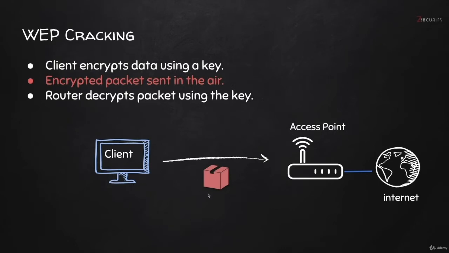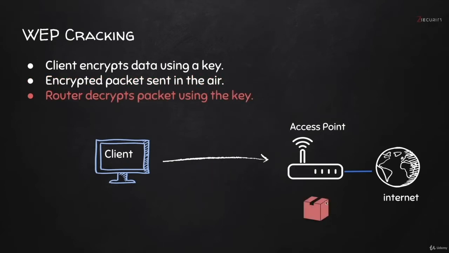So if a hacker captures this packet, as we've seen before, if we open this packet, we'll see that it's full of gibberish. Even though it actually contains useful information, we won't be able to read it because it's encrypted. The access point will receive this encrypted packet, and it'll be able to transform it back to its original form because it has the key.